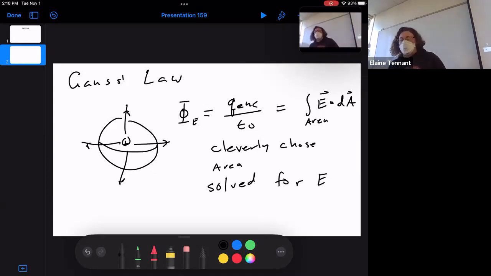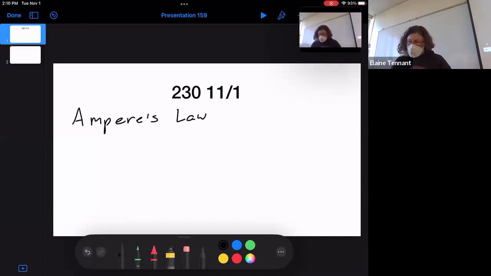Okay, sound good? What we are going to do is come up with a similar idea for magnetic fields, where we have a current, and we want to be able to talk about that magnetic field in terms of this current. So we're going to come up with a clever loop and say something about the current going through that loop with respect to the magnetic field around that loop. Then we'll use that to solve for the magnetic field of various shapes.